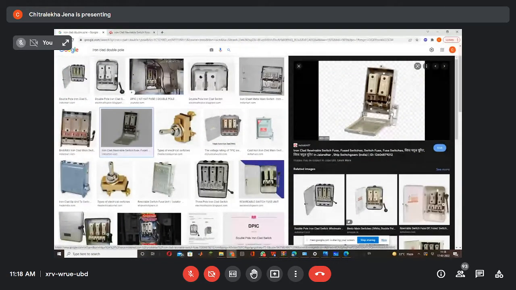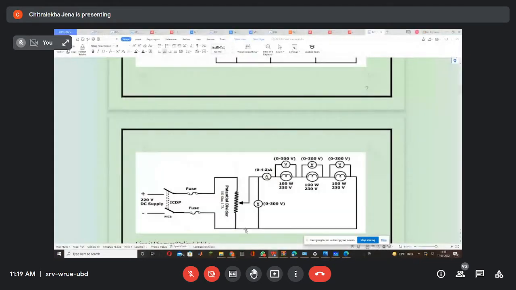When you will switch on this one, that means it will be mechanically connected. 220 voltage will be given to the circuit. Understood?